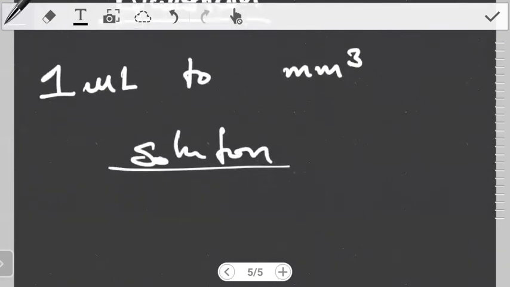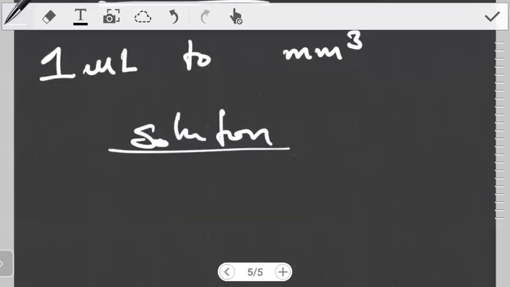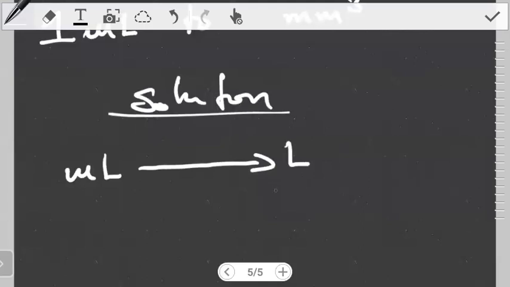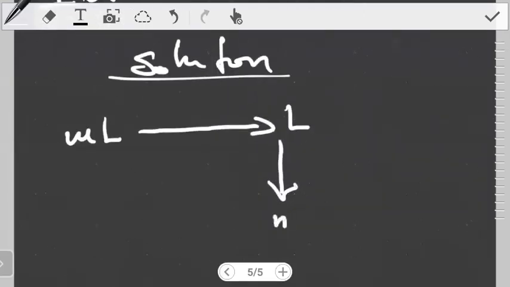Okay, so what's the solution? So of course, to make the conversion, there are a number of ways we can do this. First, we can move from microliter to liter. Then from liter, we can convert this to meter cubic. Then we can finally move from meter cubic to millimeter cubic. This is one route that you can use.